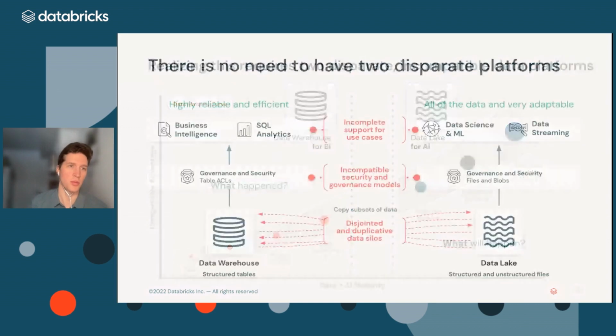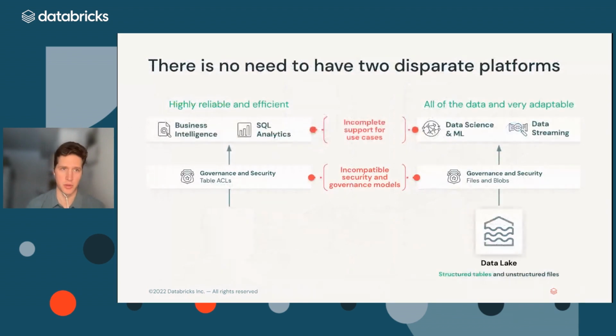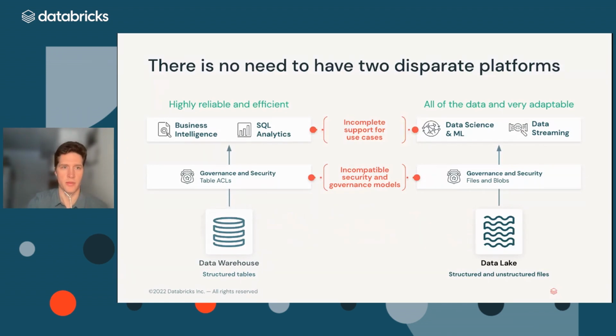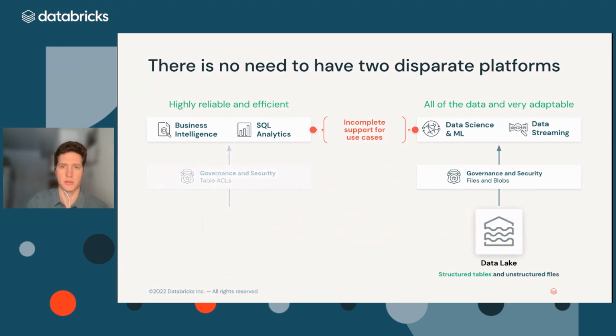We at Databricks don't believe that there's any need to have these two disparate platforms. We don't want disjointed and duplicative data silos. We don't want copies of data in different places, multiple platforms to pay for. We don't want incompatible security and governance models across the two different systems. And we don't want incomplete support for use cases across our personas. So what does it look like when we begin to take apart these difficulties?